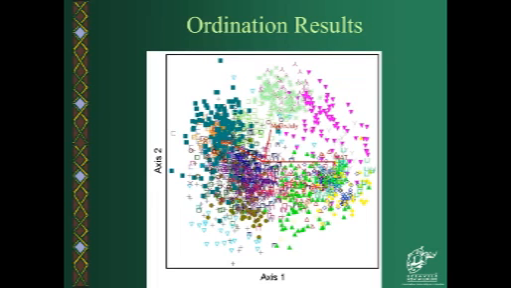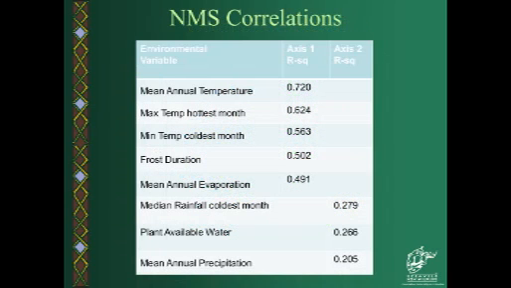Okay, just to look at some of the correlations, there's a very strong correlation to temperature on the first axis, and a rather mediocre correlation to precipitation variables and their derivatives such as plant available water and mean annual evaporation.